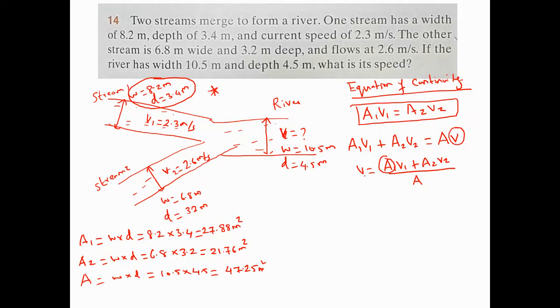Now you can see, teacher, I'm going to substitute the values here. Therefore, my speed of the river is equal to my area of the first stream. So what is my area of the first stream?